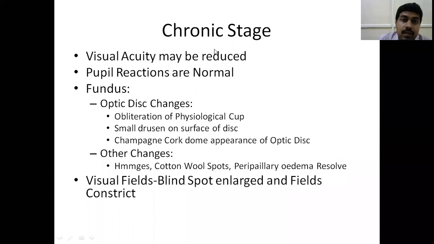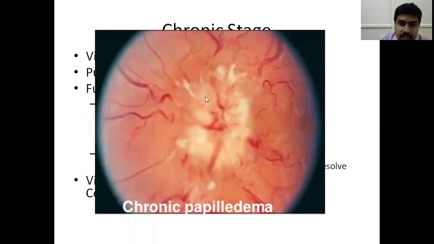Similarly, the chronic stage. In this chronic stage, visual acuity may be reduced, but pupils are normal unless atrophy sets in. Obliteration of the physiological cup, and here the champagne cork appearance of the optic disc will be seen. So here you see it will be just like a champagne cork. The hemorrhages and cotton wool spots will be resolving by this time in the chronic stage.